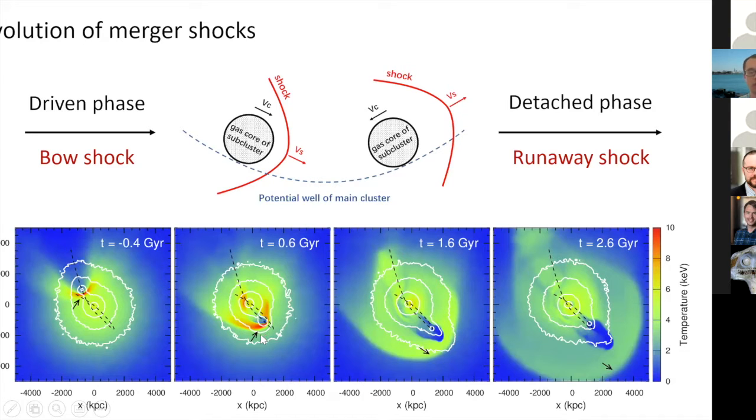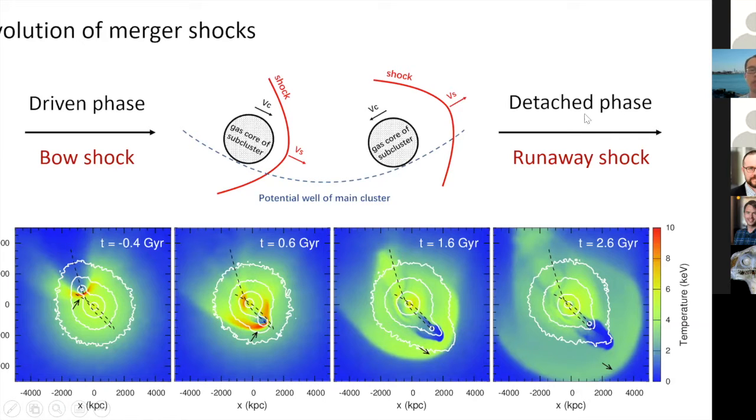However, after the pericentric passage, the subcluster starts to decelerate, and it eventually falls backward after crossing the pericenter. But in the meanwhile, the merger shock keeps moving to larger cluster radii. So you can see in the third and fourth panels, the distance between the cold front and shock front becomes larger and larger. In this process, the merger shock experiences a transition from a bow shock to a runaway shock. For this reason, we summarize the formation and evolution of merger shocks as a two-phase process, the join phase and the detach phase.